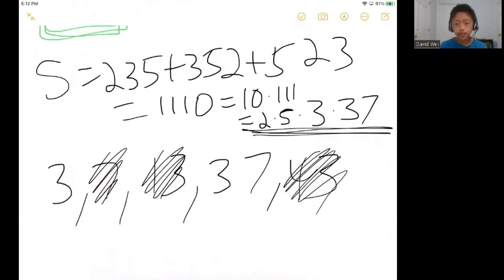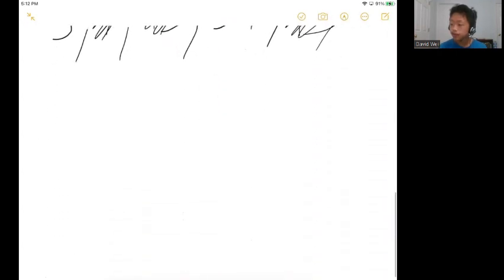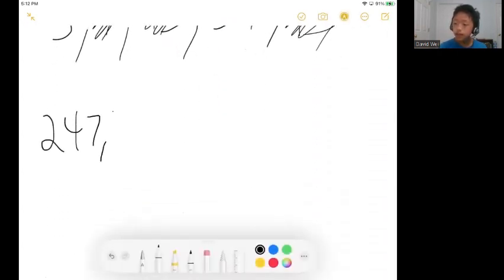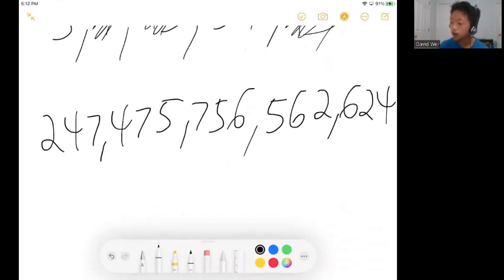But if you want to prove this rigorously, the idea is to notice that regardless of what sequence of numbers you have, let's start with their sequence, like 2, 4, 7, 4, 7, 5, 7, 5, 6. Suppose the next term in the sequence was 5, 6, 2 or something, and the last term in the sequence was 6, 2, 4. So this is a longer sequence, but we notice that it still satisfies all the possible conditions.